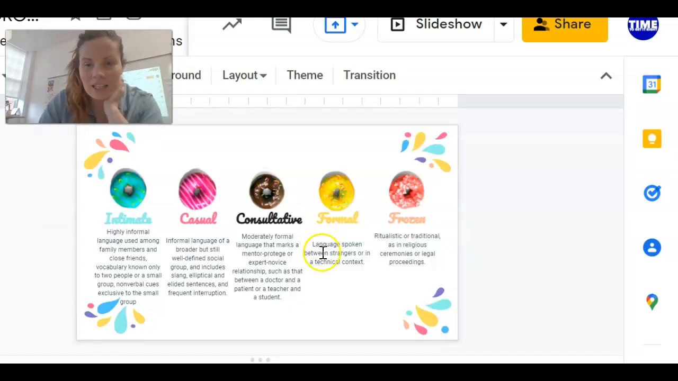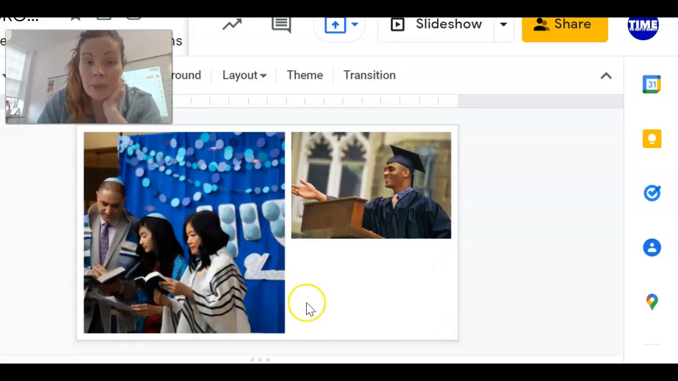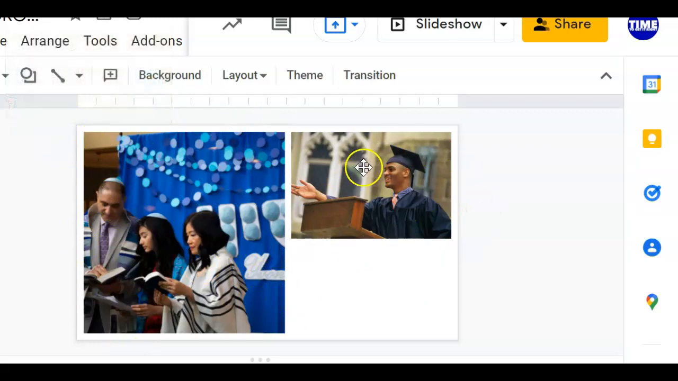And then last but not least is frozen. Frozen language is ritualistic or traditional, as in religious ceremonies or legal proceedings, that kind of really, really official language. So that might be something like the language that's used in a bar or bat mitzvah. It might also be something that's used in a graduation speech, but something where we know already maybe in advance the language that's going to be used, and it's not the kind of words that you would use on a daily basis. And if you did, there'd be a bit of humor behind it, or it would be awkward, right?